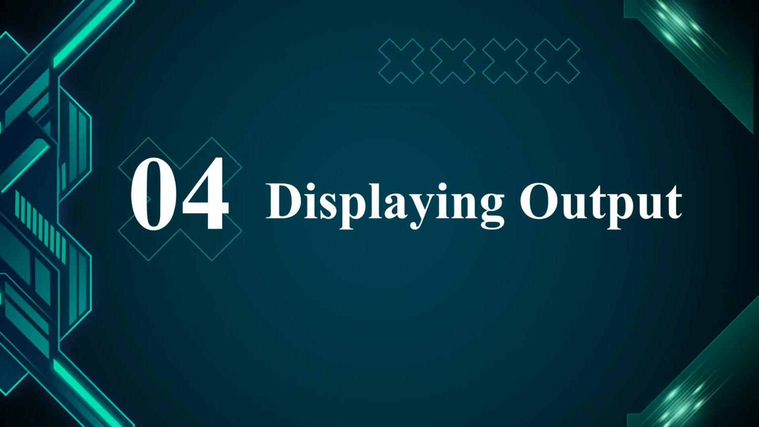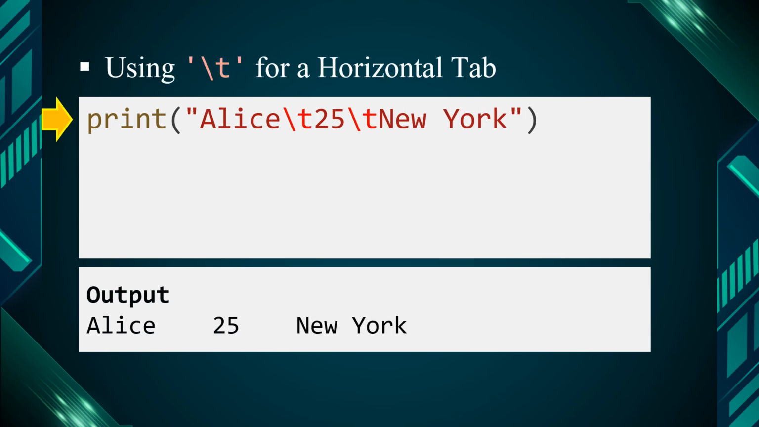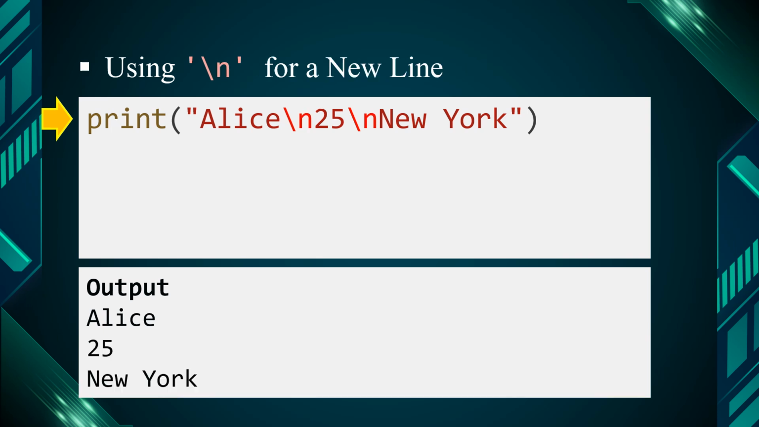Now, let's learn how to display the output on the console in Python. The print function is used for displaying output on the console. In this example, we use the print function to output the string "hello, world" to the console. You can include special characters to control formatting, such as \t for horizontal tab and \n for a new line. In this example, we use the tab character, \t, between the texts to separate them by tabs when displayed on the console. For this example, we use the new line character, \n, between the texts to move each piece of text to a new line when displayed on the console.